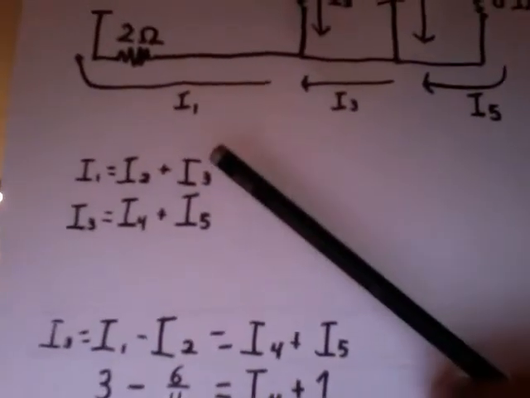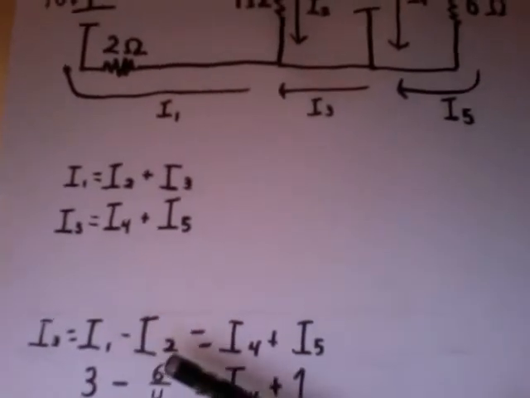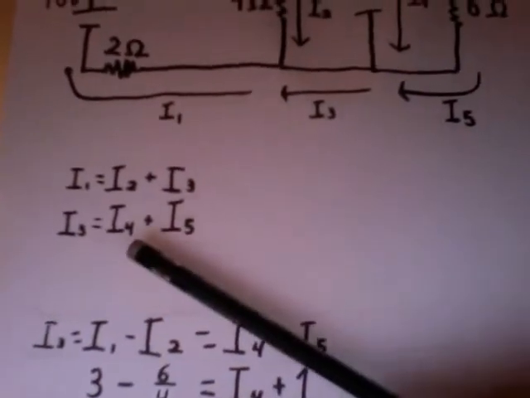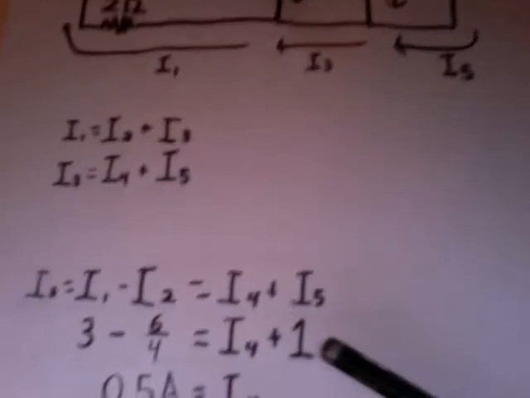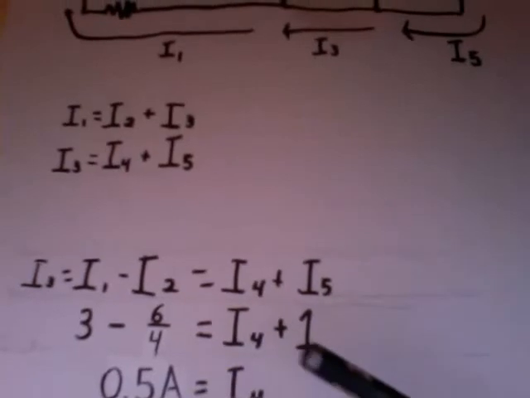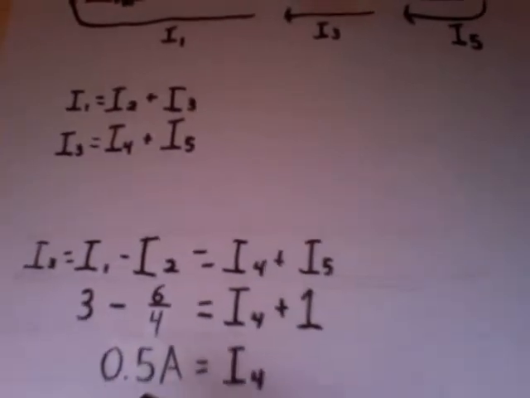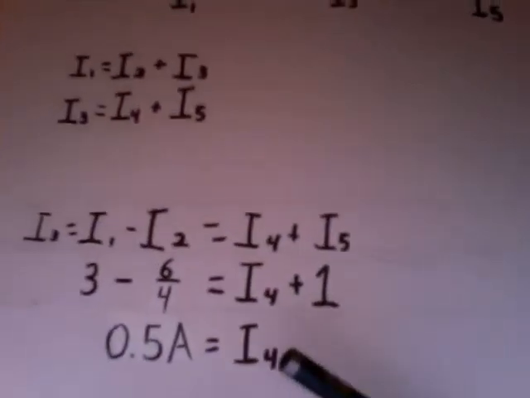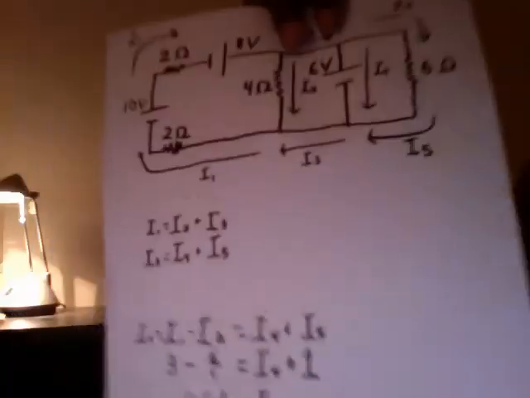Solve for I3 in this equation, and that gives you I1 minus I2. Set that equal to this equation, I4 plus I5, and then plug in your values. 3 minus 6/4, or 1.5, equals I4 plus 1. 1.5 minus 1 equals 0.5, and so that's your final answer. I4 equals 0.5 amps. Once again, we did that using Kirchhoff's loop rule and his junction rule.